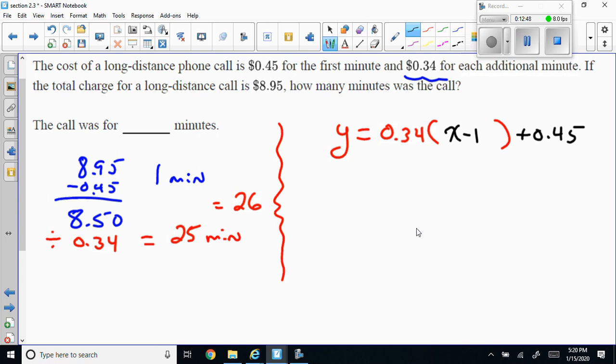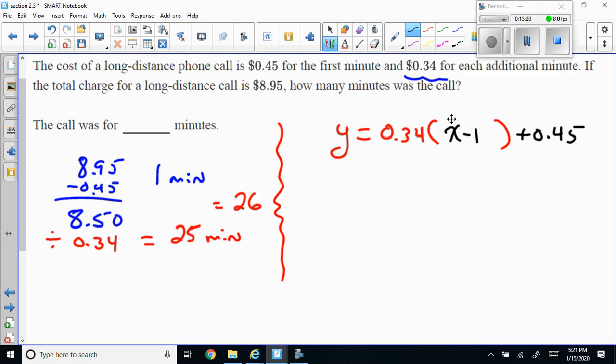Okay? So that's actually the problem algebraic. 34 cents times x minus 1 plus 0.45, right? Now, here's how it works. Let's plug in that first minute for x. So 1 minus 1 is what? 0. 0 times 0.34 is 0, right? So that first minute only cost me how much? 45 cents.